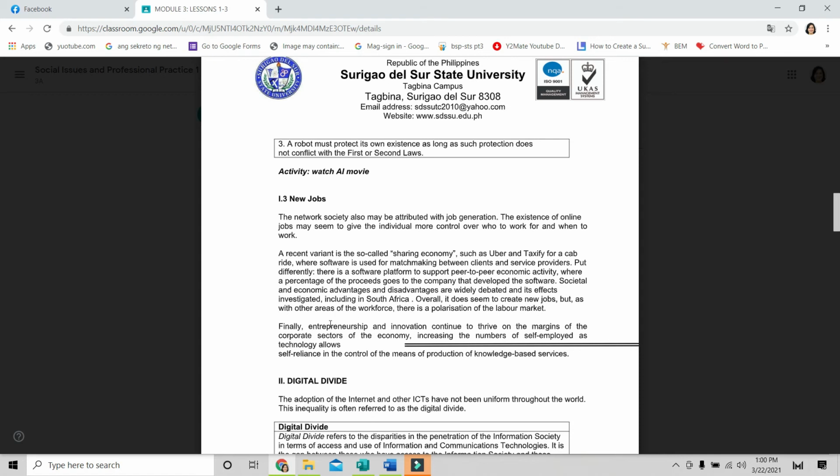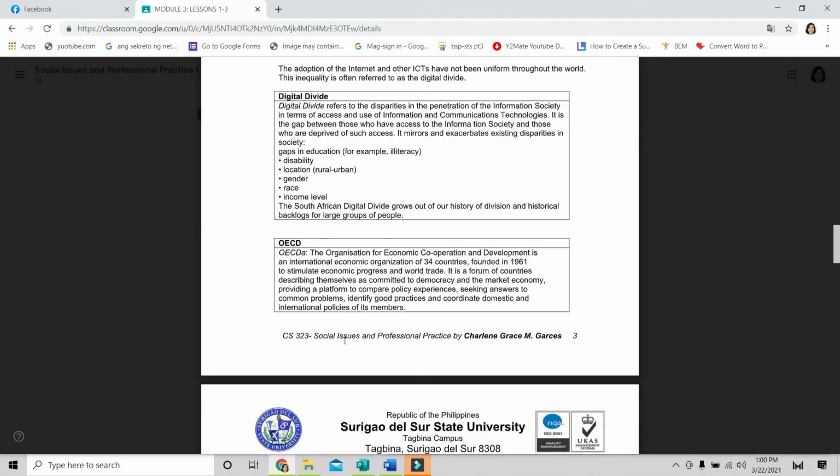And then we also have the digital divide. When you say digital divide, it refers to the disparities in the penetration of the information society in terms of access and use of information and communication technologies. So digital divide is actually evident. Let's say, for example, we have a hard time accessing the internet because, let's face it, we are actually low in the prioritization when it comes to physical access to digitalization. We don't have the high-end facilities in order for us to access the internet. We also don't have the infrastructure to make it possible.